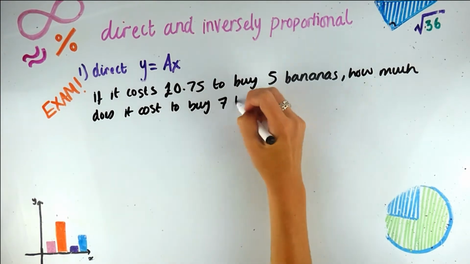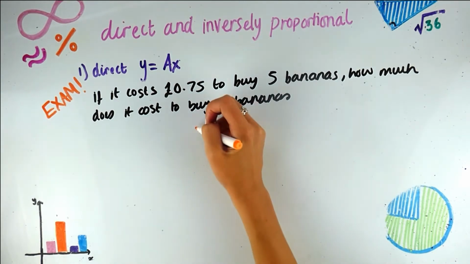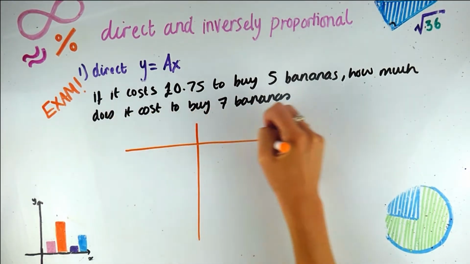Okay, so example number 1. If it costs 75p to buy 5 bananas, how much does it cost to buy 7 bananas? This is exactly like the method I used for unit conversions in that video, so we're going to work through it that way. The way I like to do this is a column method.